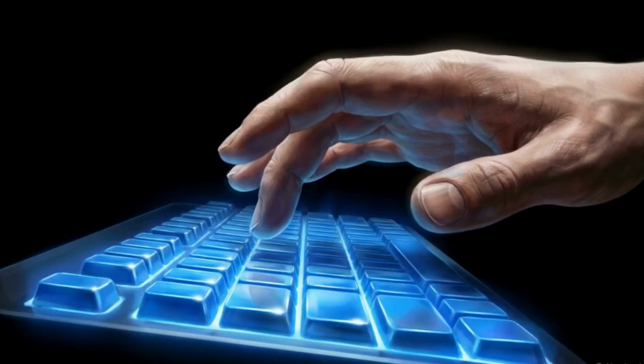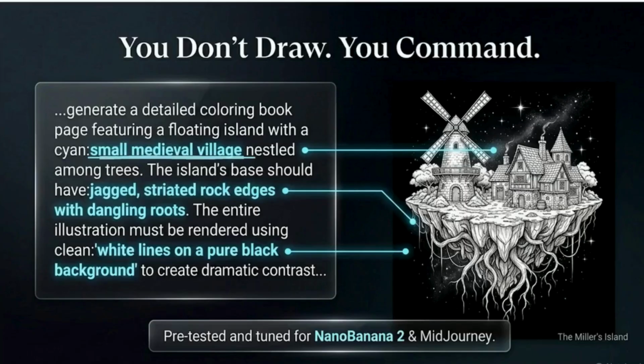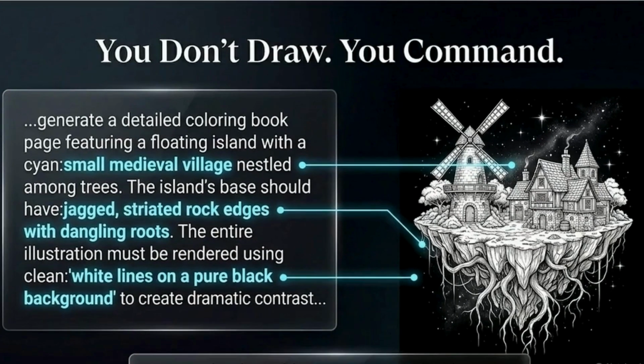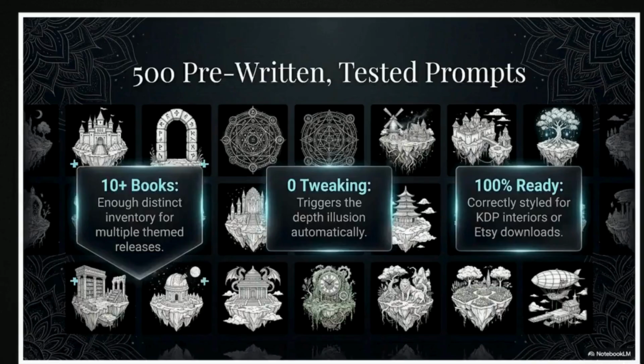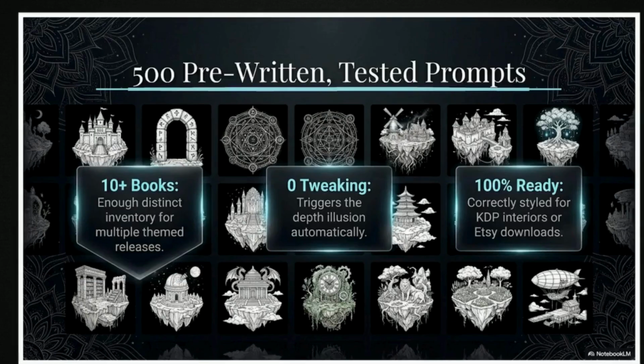Now let's look at the operational mechanics of creating these images without drawing them by hand. This breaks down the prompt syntax. Text commands dictate the cyan elements, the jagged edges, and the strict black and white parameters required. You are no longer illustrating. You are commanding an AI engine to execute precise layouts. This graphic shows the scale of the provided asset pack, which contains 500 pre-written prompts engineered specifically for this style.